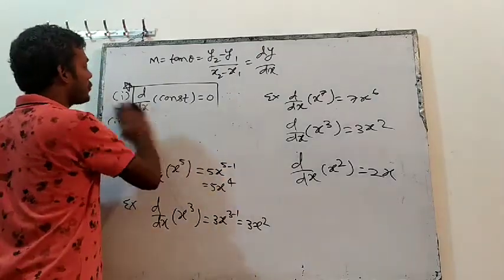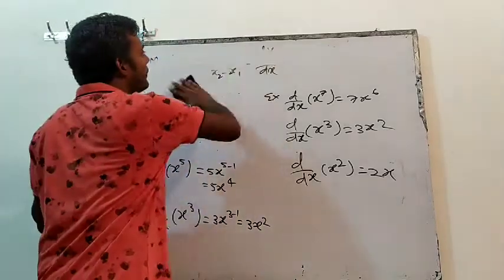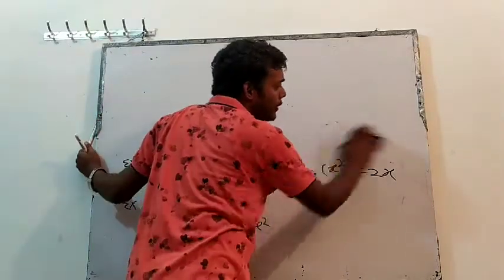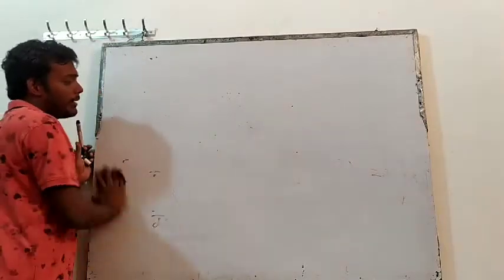So this formula is also important. Which one? Differentiation of x to the power n. What will be the differentiation of x to the power n? Tell me firstly, you have to memorize differentiation of x to the power n. n x to the power n minus 1. n x to the power n minus 1.